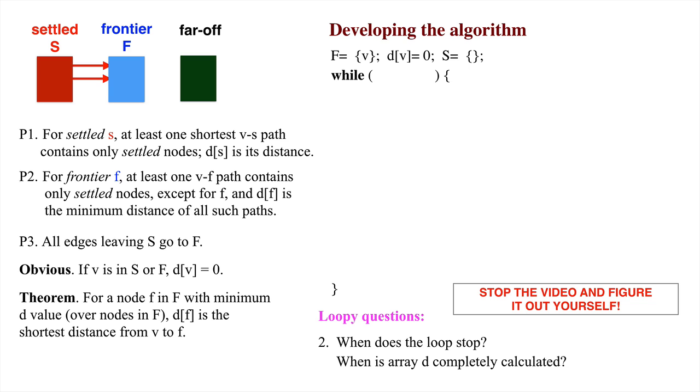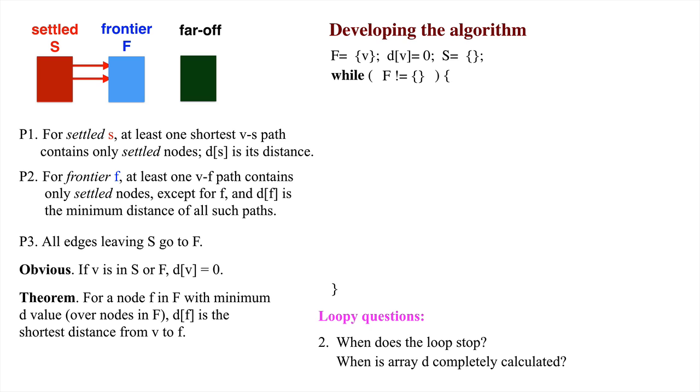By P1, upon termination, all reachable nodes should be in the settled set. By P2 and P3, this will be the case when the frontier is empty. For if the frontier is empty, V is in the settled set. Since the frontier is empty, no edge leaves the settled set. So any node reachable from V is in the settled set. Thus, the loop stops when the frontier is empty and continues when the frontier is not empty.